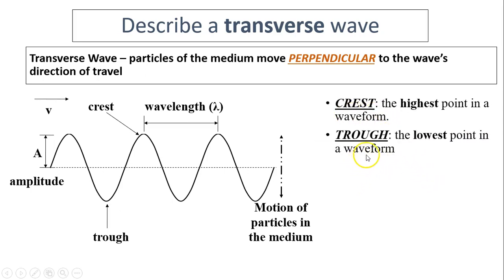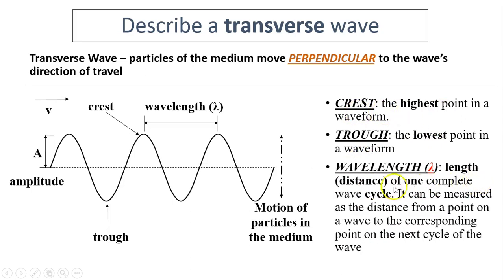Crest is the highest point, trough is the lowest point. Wavelength is the length of one cycle. The corresponding quantity would be period. Period is the time of one cycle, not length. Wavelength is the length of one cycle.